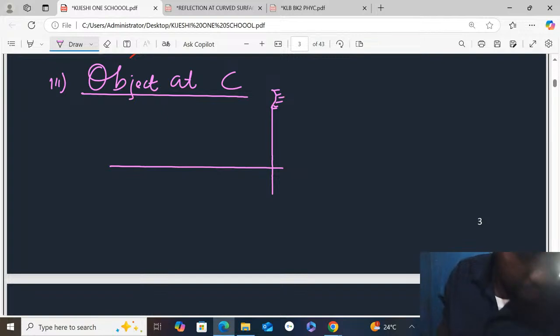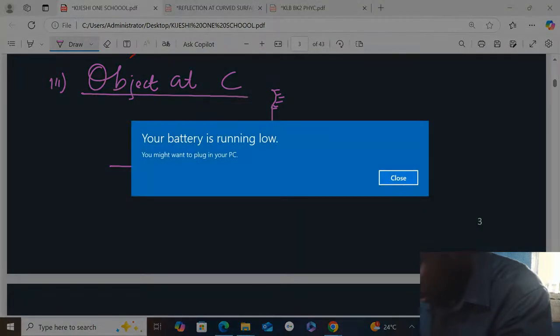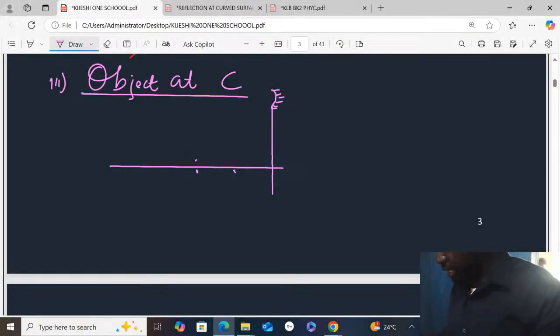So let me check how many centimeters should I draw. Probably 2 for the principal focus or the focal length. So if this becomes my F at 2 centimeters, it means that at 4 centimeters will be my C. Just a minute.